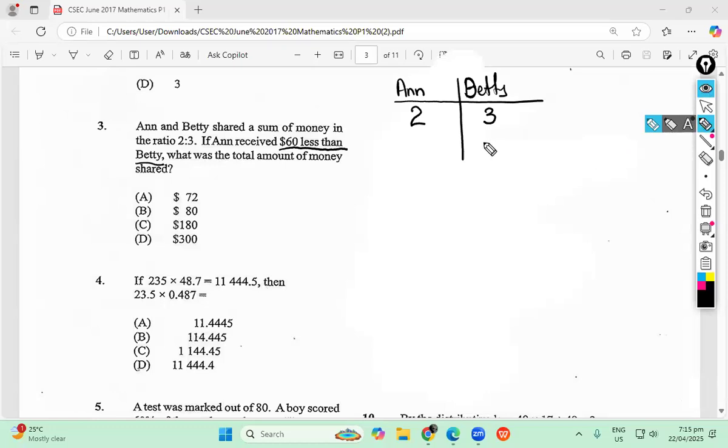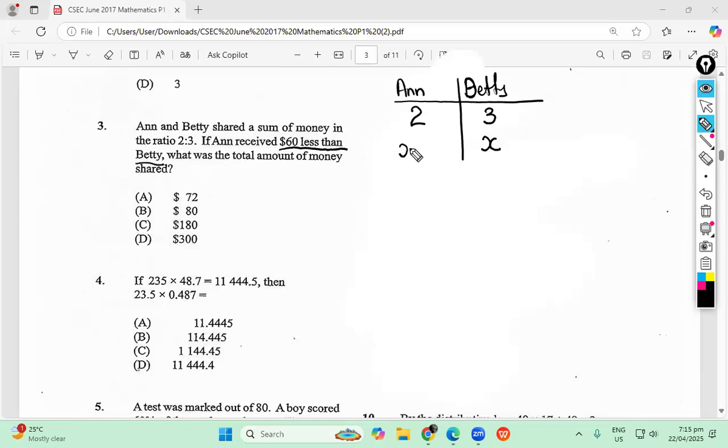But when you don't know something in maths, you put X, right? So we put in X for Betty. That's how much money Betty got. All we know is Anne got $60 less than Betty. So tell me if this makes sense.